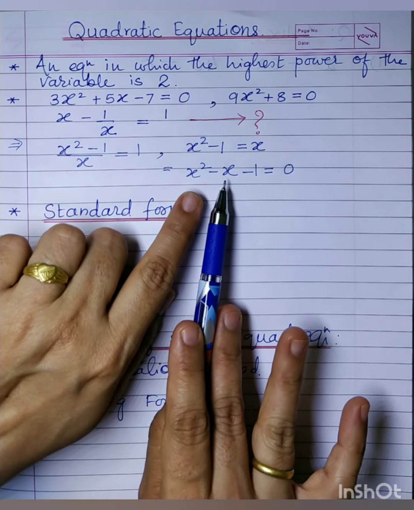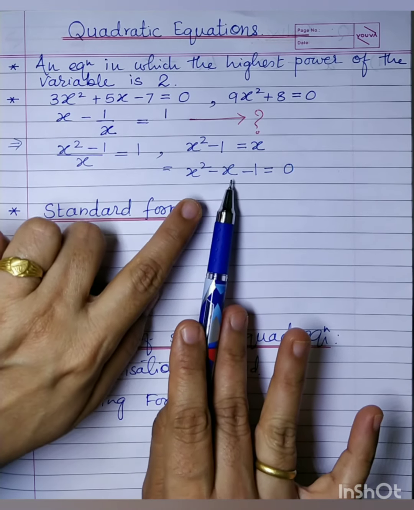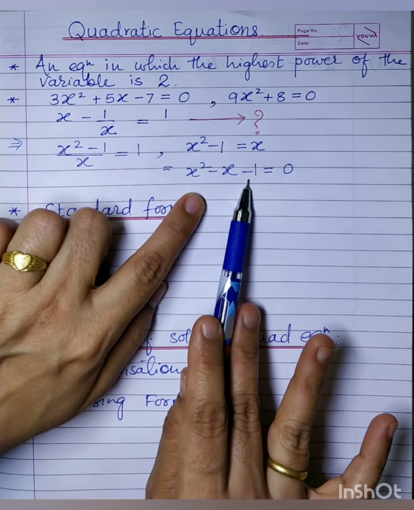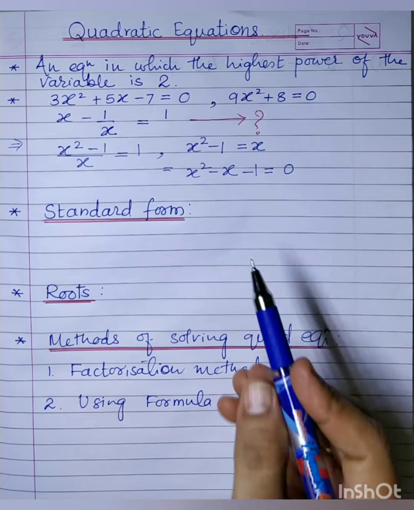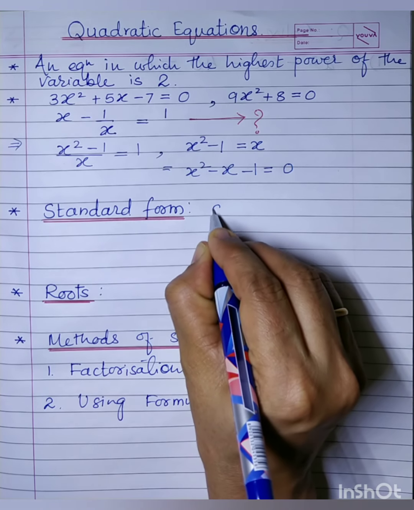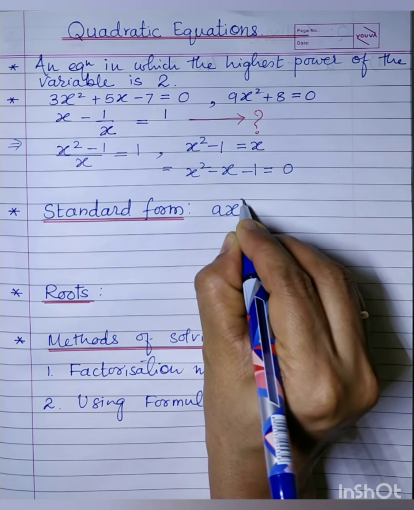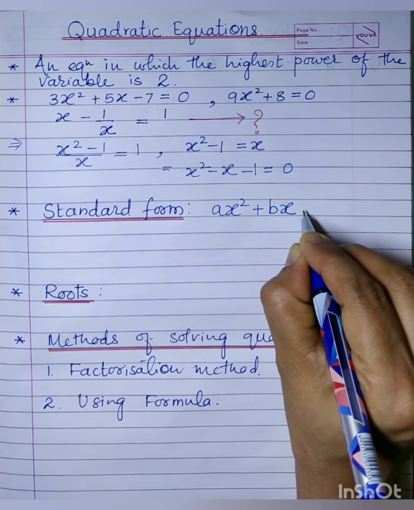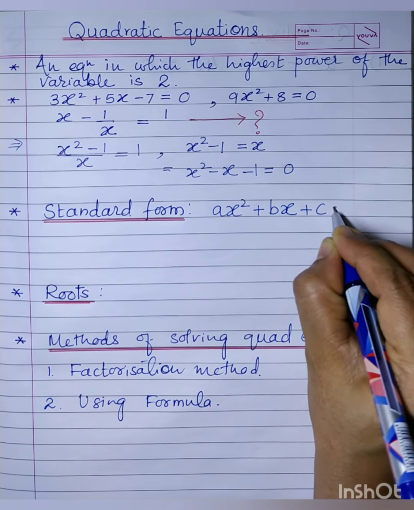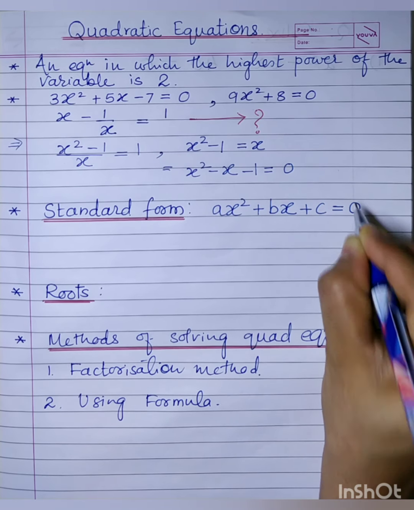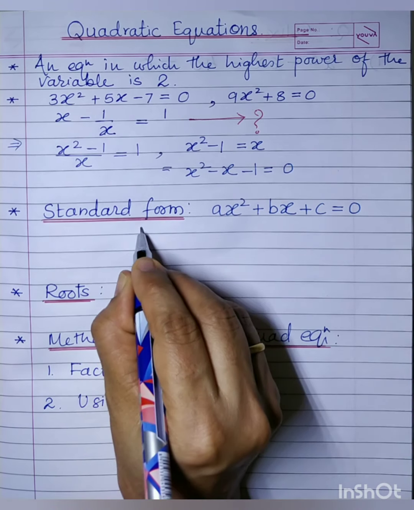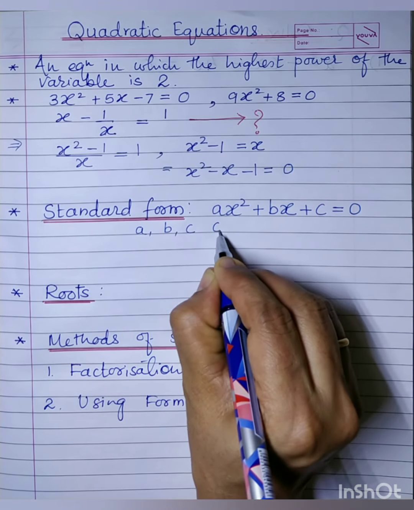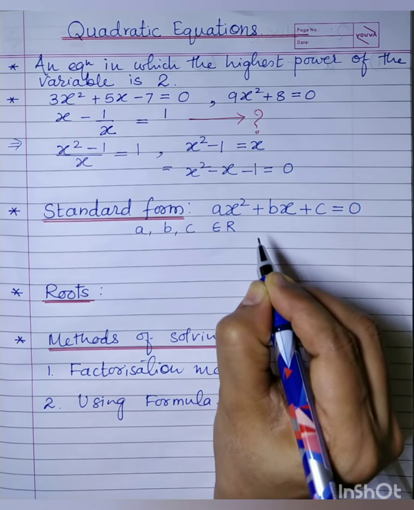Okay. Normally we write the quadratic equation in this form only. Because this equation is presented in this form, we are able to identify that it is a quadratic equation. So quadratic equations are written in the standard form. What is that standard form? Ax square plus bx plus c is equal to 0, where a, b, c are real numbers.